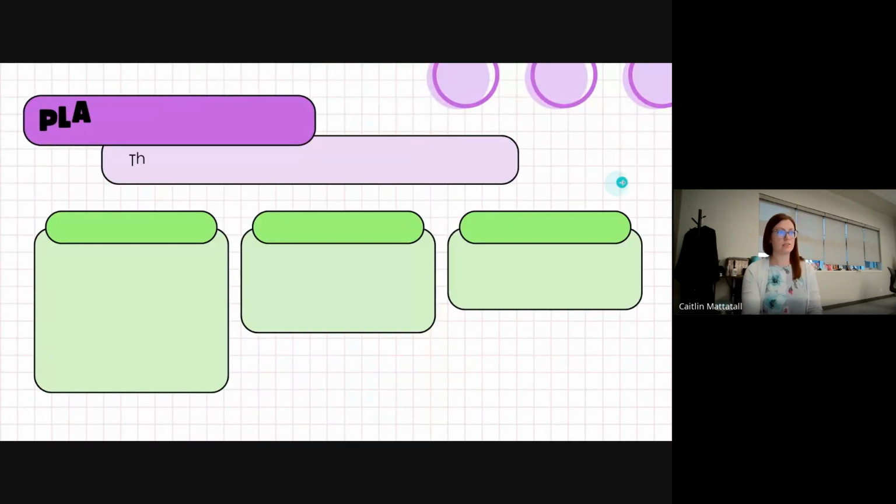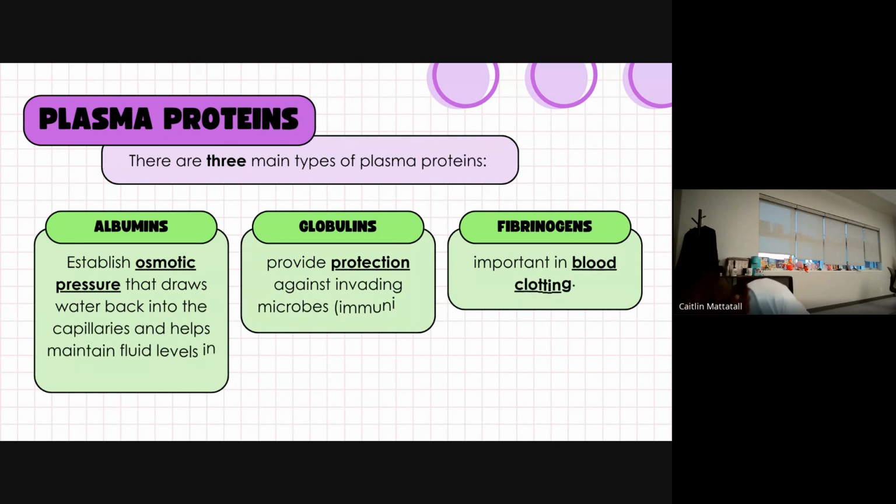Back to this. If you didn't fill this out from the other board thing that I had up, this explains that process as well, about the different types of proteins.